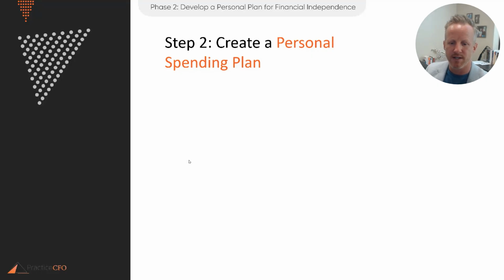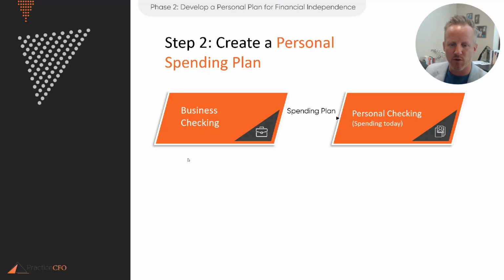For those of you watching on YouTube, you can see my screen. Step 2, create a personal spending plan. On this screen I have a box that represents your business checking account. Whether that's at Bank of America, Wells Fargo, Chase, a local bank, Fifth Third Bank, whichever bank it is, you have this checking account in your business. Even if you're a sole proprietor, you should still have a separate business checking account. So we all have this.